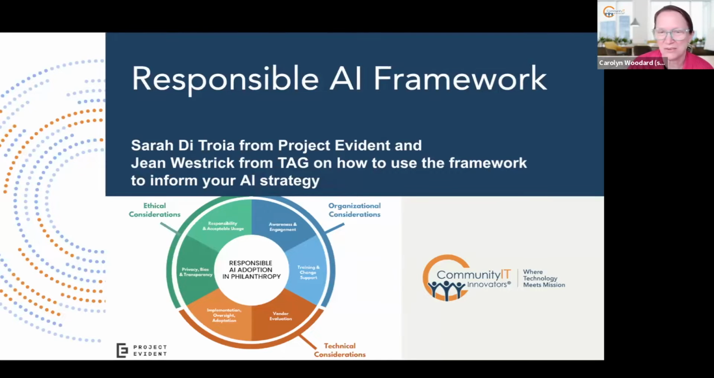Today, we're going to walk through a new AI framework put together through the research of Project Evident and Technology Association for Grantmakers. This is based on surveys of practitioners and their own research, and TAG and Project Evident have created a guideline for thinking about introducing AI tools and concepts to your nonprofit organization or philanthropy. So today they're going to share their results with us and help us think about the needs AI can address, the policies our organizations need to put in place, and ethical areas where nonprofits can make a difference in the development and use of these tools.